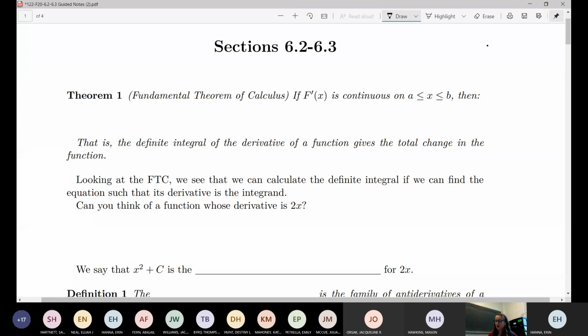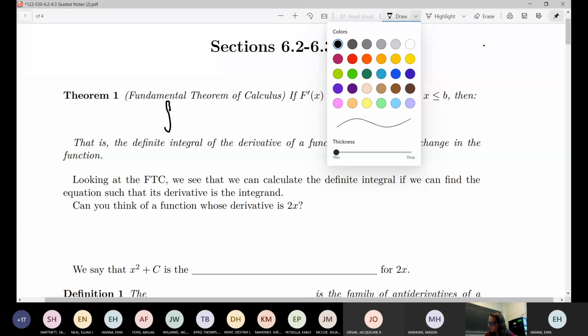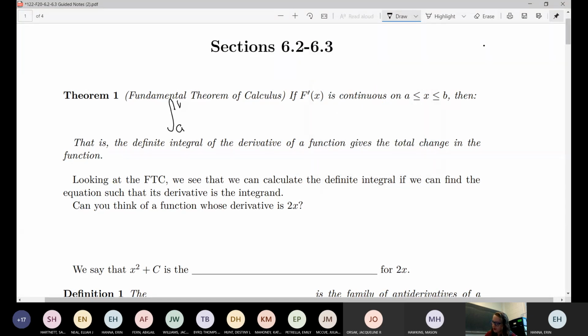So the fundamental theorem of calculus, so it's called the fundamental theorem, so it's probably important, says if capital F prime of x, and I do mean capital, it's a notation thing, and I'll explain in a second, is continuous on an interval, then the integral from a to b of f prime of x dx is equal to capital F of b minus capital F of a.